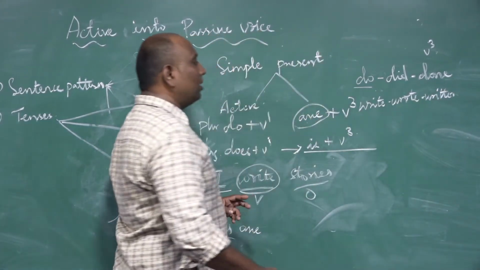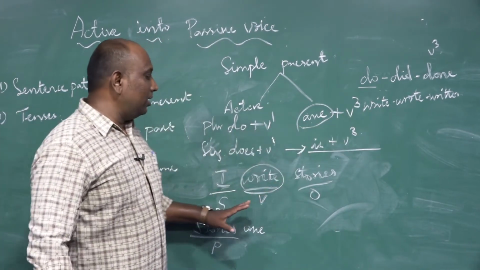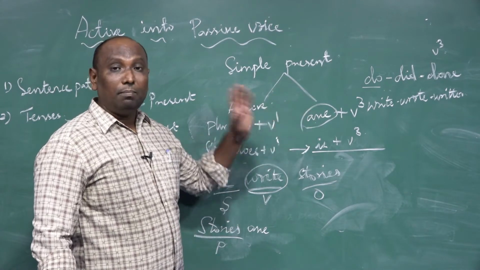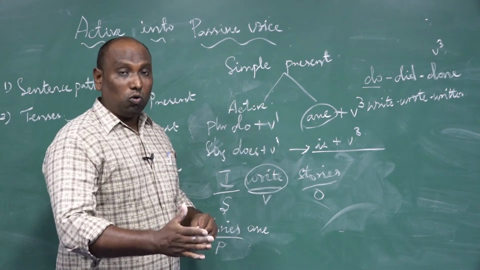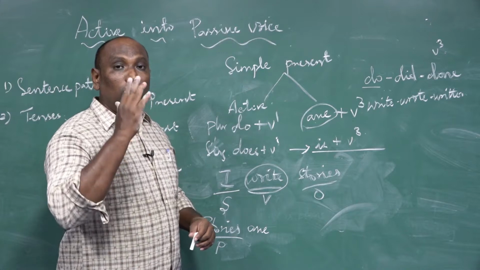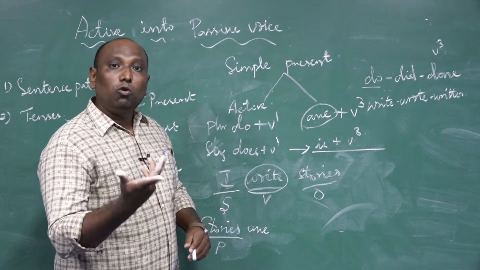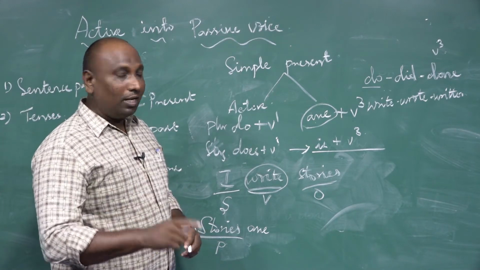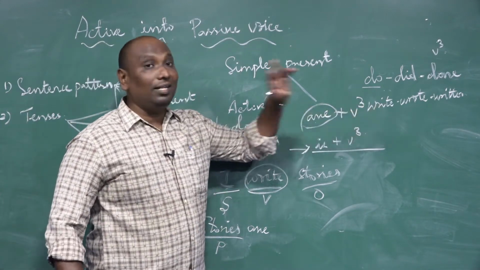So without knowing the three forms of the main verb, you cannot write the active voice or passive voice. You must know the three forms of the main verb. For example, if you write know, you should know the three forms: know, knew, known. Without knowing this, you cannot write the active voice or passive voice. You must remember it. In passive voice, we have to always write the third form of the verb.